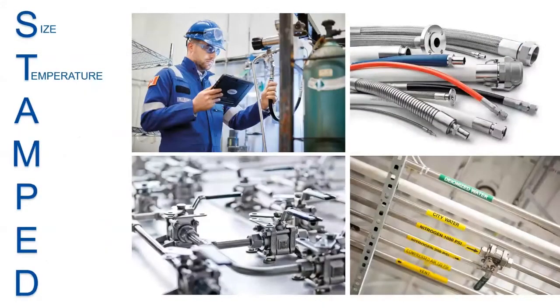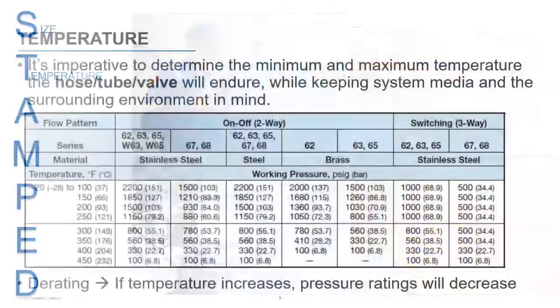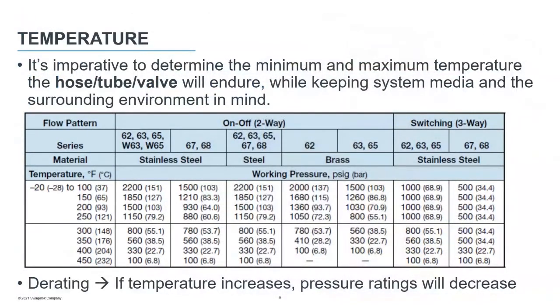The second letter in the acronym stands for temperature. It's imperative to determine your min and max temperature for the hose, tube, or valve that you choose. You also want to keep in mind the system media and your surrounding environment. The table shown illustrates the working pressure of one of our 60 series ball valves at different temperatures. If you take a peek, you can see that as temperature increases, the pressure rating decreases. This effect is known as derating.